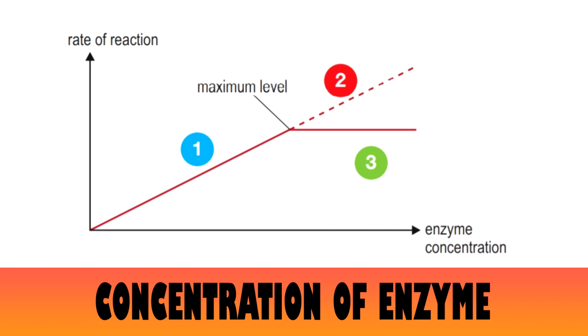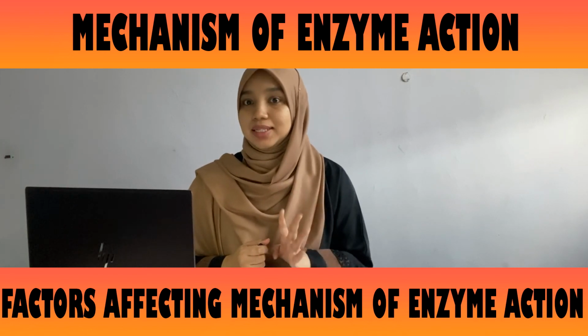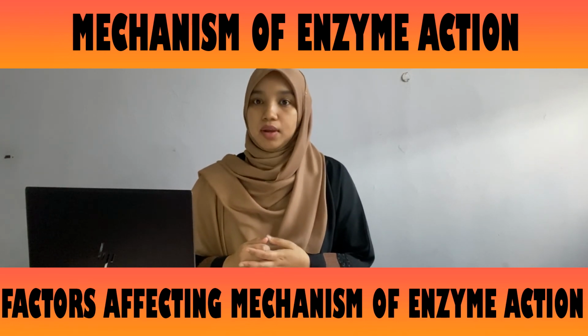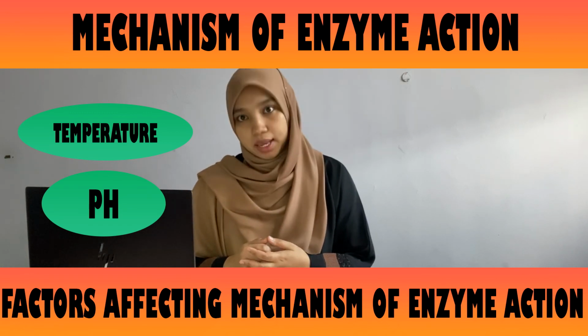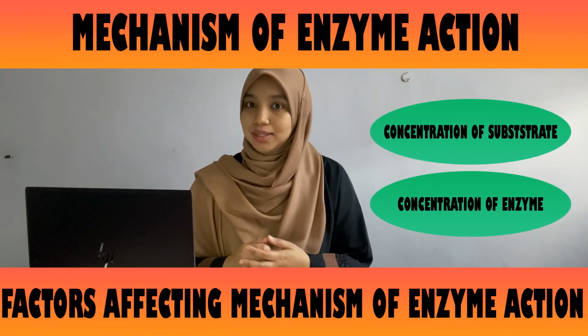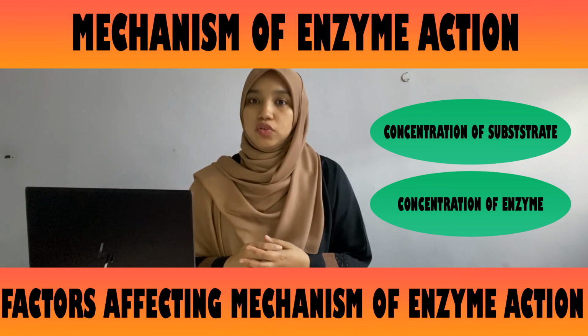Next, if the concentration of enzyme in one reaction is doubled, the amount of substrate converted to product per unit time also doubles, with the condition that there is an excess supply of substrate. At this rate, the concentration of the substrate becomes the limiting factor. The rate of reaction can only be increased by adding more substrate. So, there are 4 factors that affect the mechanism of enzyme: temperature, pH, substrate concentration, and enzyme concentration.